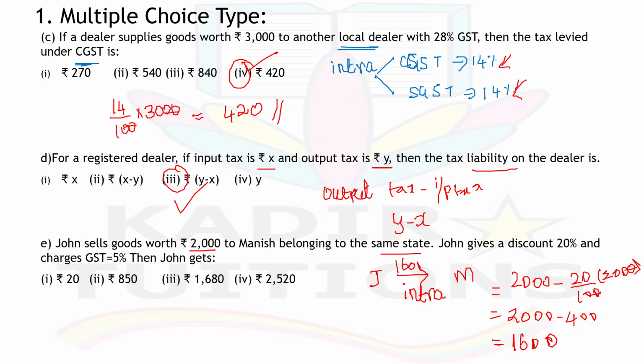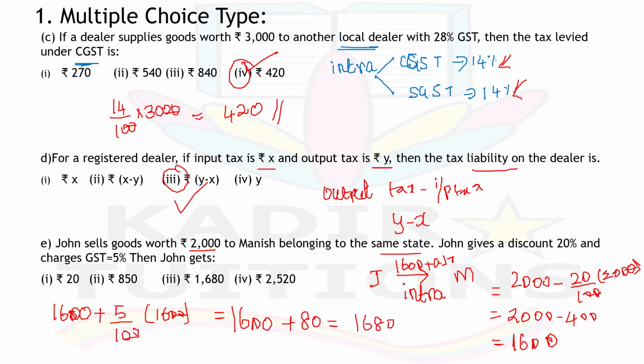So 1600. Now he also needs to collect GST. Now GST is 5% it seems. So what is the total amount? That is the question. So 1600 plus 5% GST. What is 5%? So 5 by 100 into 1600. So I can cancel 20 by 20. Then that's going to be 1600 plus 5 into 16 we need to multiply. If we multiply we'll get 80 as an answer. So if we add we'll get 1680.